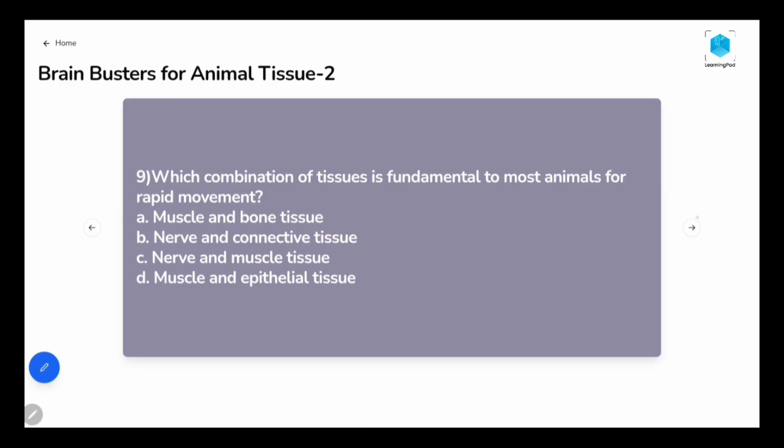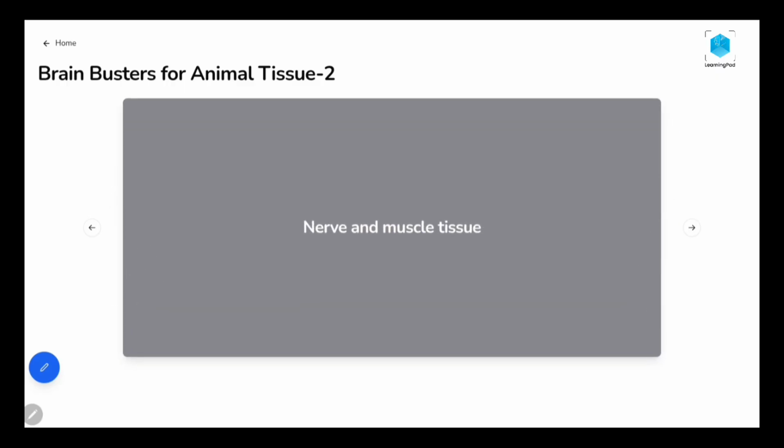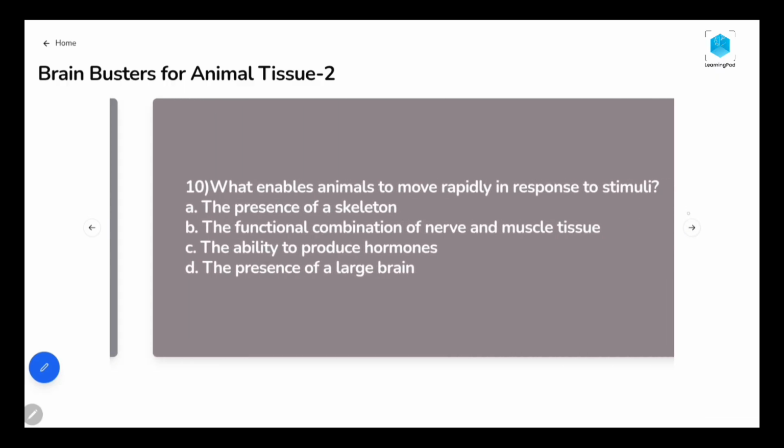Next question: which combination of tissues is fundamental to most animals for rapid movement? Just now we studied which tissue helps in movement. Yes, children? Right, the nerve and muscle tissue.